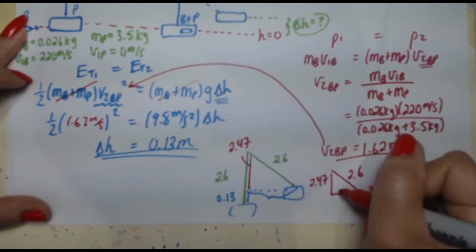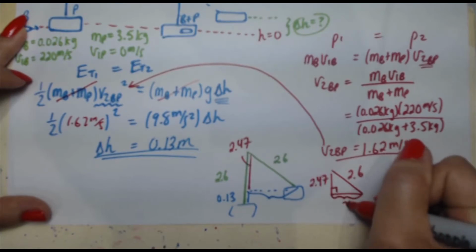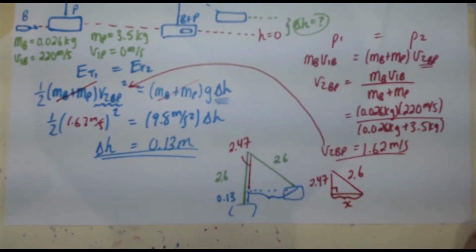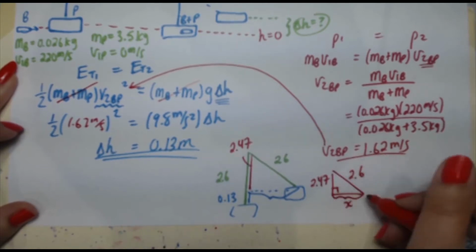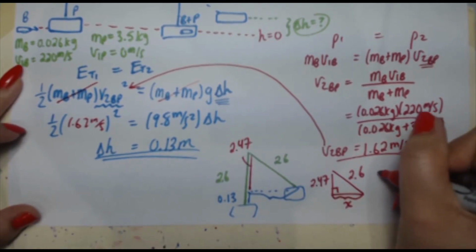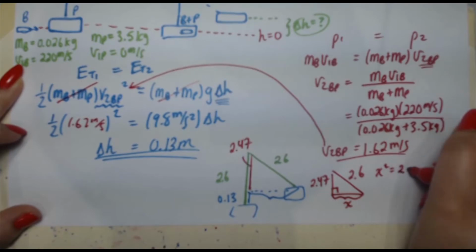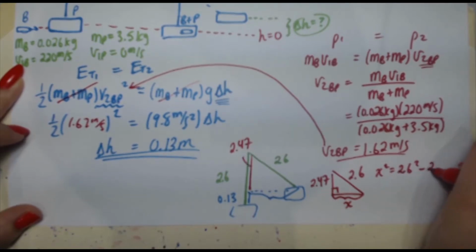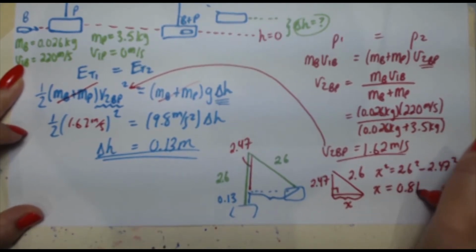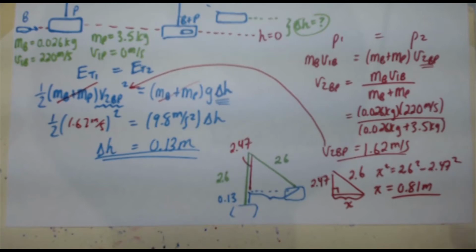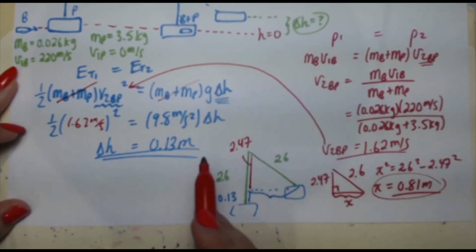2.47, 2.6, that's a right angle, and you're looking for the x horizontal component. This is Pythagorean theorem. Okay, so c squared is the hypotenuse, a squared, b squared are the other two sides. So x squared is equal to 2.6 squared minus 2.47 squared. Okay, so you're going to get x is about 0.81 meters. Okay, so there's your x displacement, there's your vertical displacement.